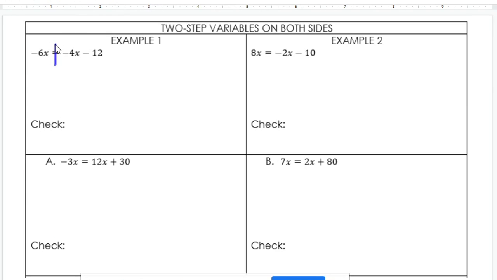We're going to start by, of course, drawing the wall. And at the top of our foldable, it says step 1, do we have any grouping symbols? Do we have any parentheses, brackets, braces, or fraction bars? And no, we do not have any of that in this problem.